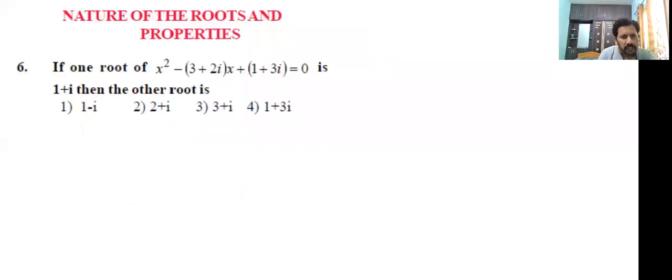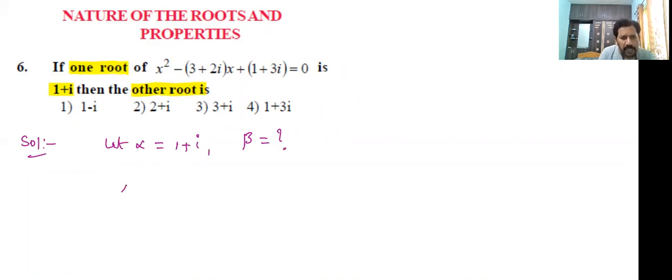Students, see the next question. Nature of the roots and properties. Here, one root of the quadratic equation is 1 plus i. Then the other root is. So every quadratic equation has two roots. Here, one of the roots is given, let that be alpha. Alpha is equal to 1 plus i. Then we need to find beta, the other root. Here they didn't give it.